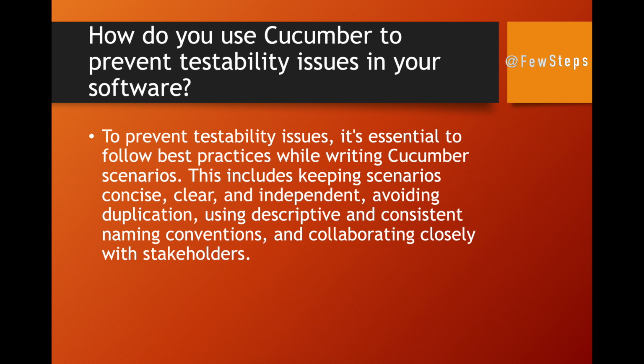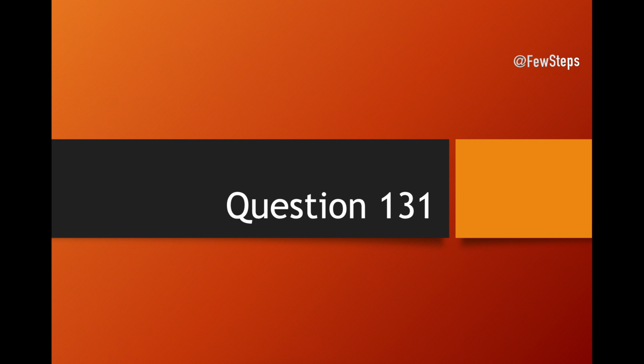Question 130. How do you use Cucumber to prevent testability issues in your software? To prevent testability issues, it's essential to follow best practices while writing Cucumber scenarios. This includes keeping scenarios concise, clear, and independent, avoiding duplication, using descriptive and consistent naming conventions, and collaborating closely with stakeholders.